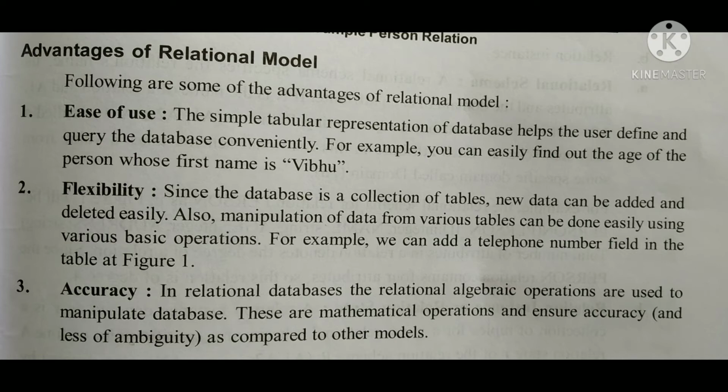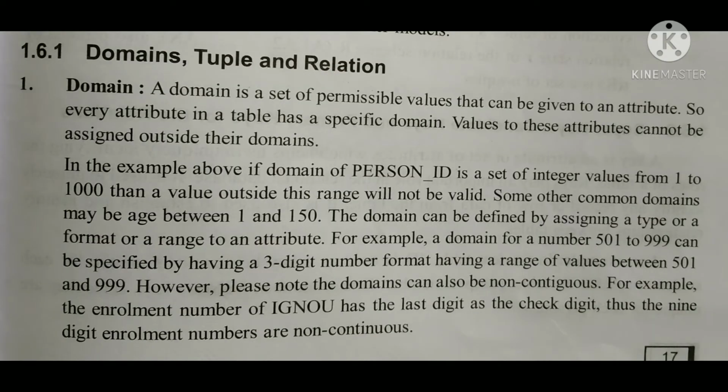Domains can also be non-contiguous. For example, in the enrollment number of IGNOU, the last digit is the check digit. In case you are discussing one university, that is IGNOU, the last digit is the check digit. Thus the 9-digit enrollment numbers are non-contiguous.